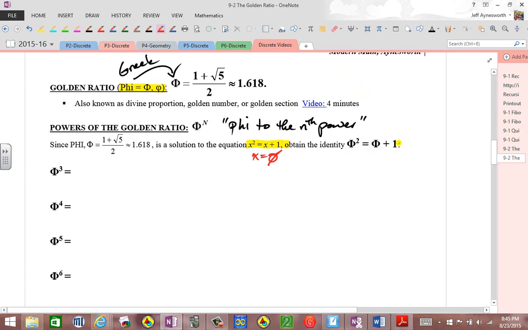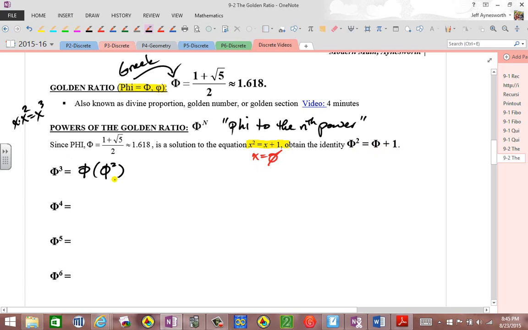Because of that, we can play with the powers of phi. All right, here we go. So phi cubed, you have to understand what phi cubed is. Phi cubed can be rewritten as phi times phi squared. We know that x times x squared equals x cubed. Same thing here. Phi times phi squared is phi cubed. No big deal. Now we understand that phi squared is just phi plus 1.